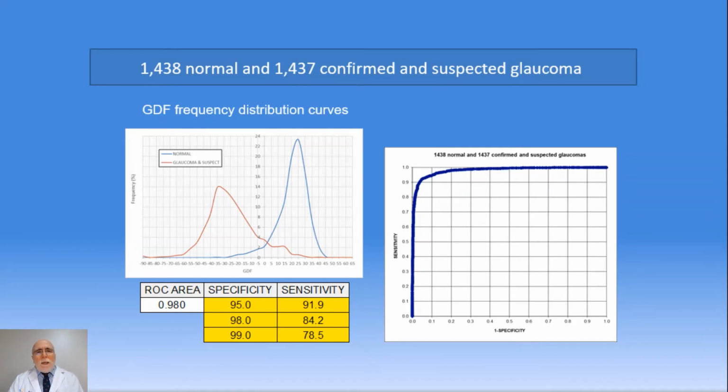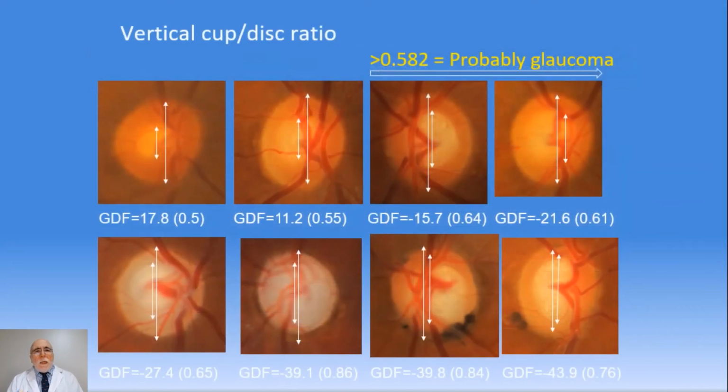Our series currently include 1,438 normal subjects and 1,437 confirmed and suspected glaucomas. The images were obtained with different cameras and correspond not only to confirmed glaucomas, but also to subjects with any type of suspicion. In the image, you can see how for a specificity of 95%, the sensitivity is at 91.9%, and for a specificity of 99%, the sensitivity was 78.5%.